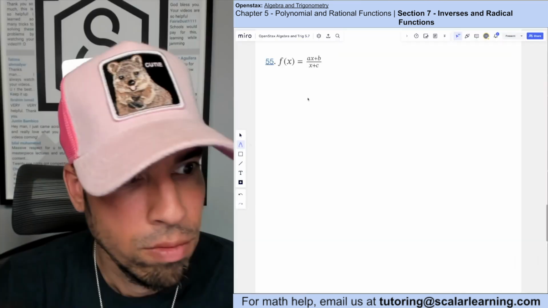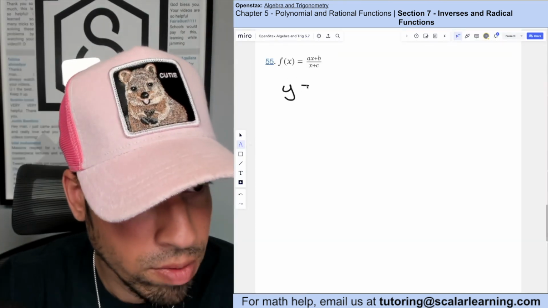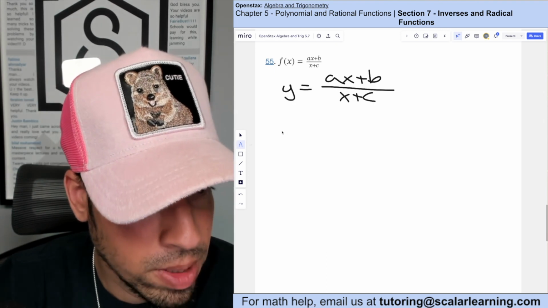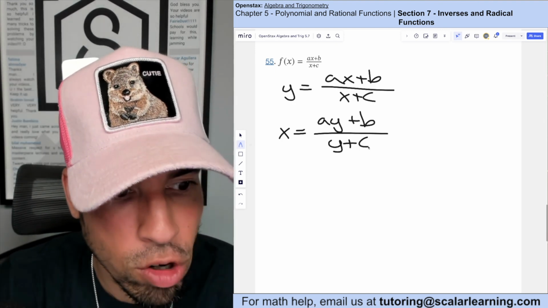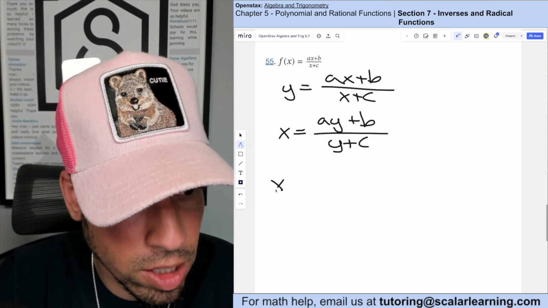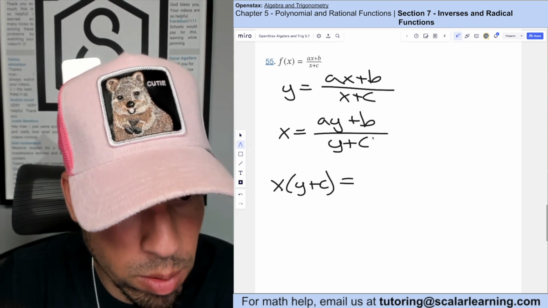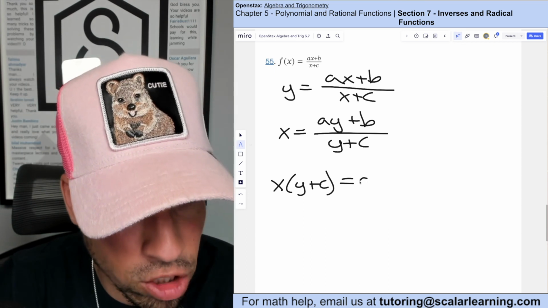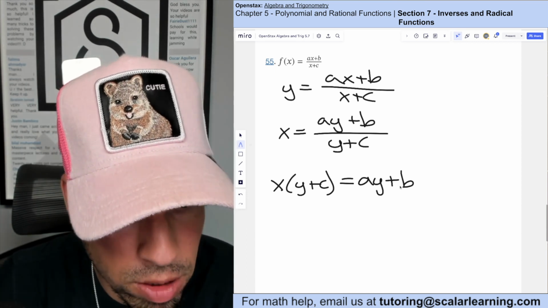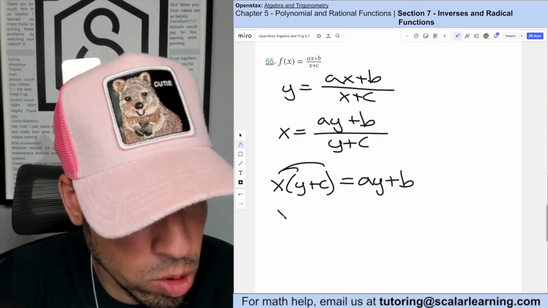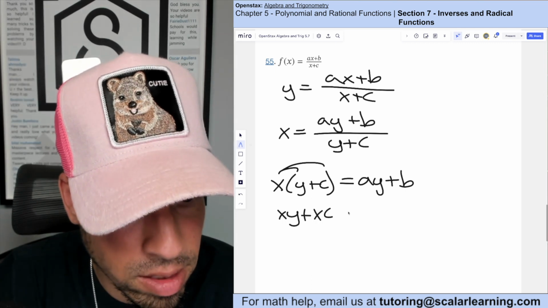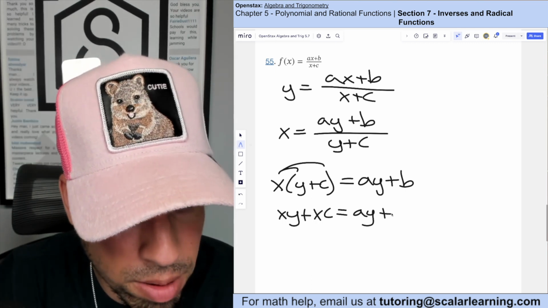Boom, done. For this one, we're going to start by replacing f of x with y. Then I'm going to swap the x's and the y's. Then we're going to start by multiplying both sides by that denominator. So I got x times (y plus c) equals, and then when we multiply the right side by the denominator, it just disappears, and we got ay plus b. Then we're going to distribute: xy plus xc equals ay plus b.